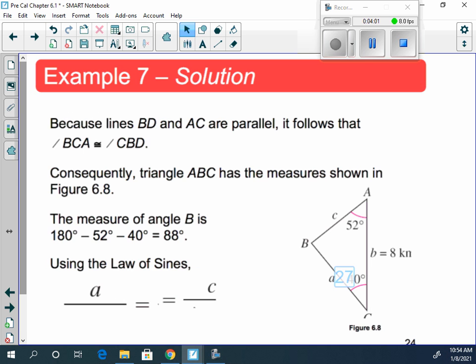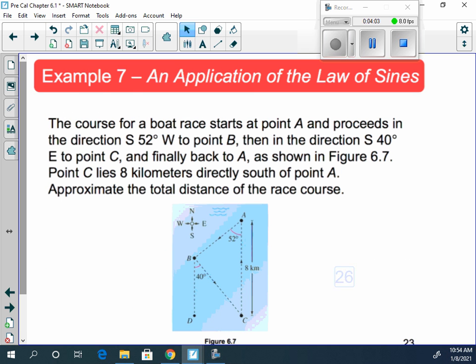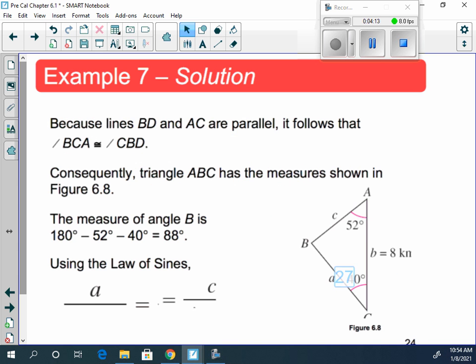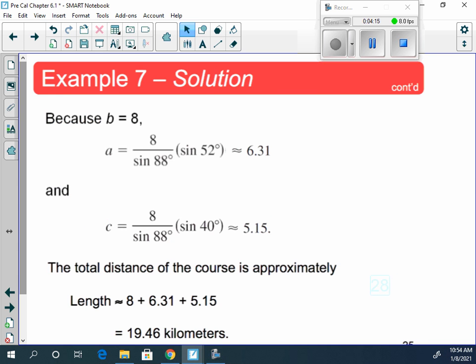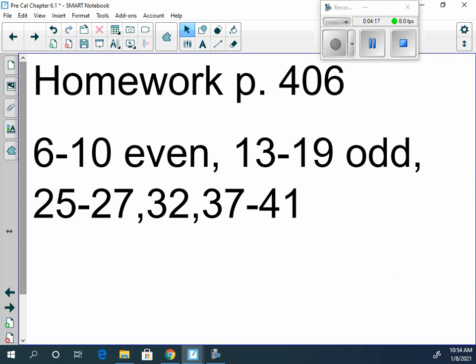And we can use this doing real-world application problems. So the course for a boat race starts at point A and proceeds in the direction south 52 degrees west to point B, and then this here. And so we can use it to find how far the distance between those points are. But I'm not too worried about that. Yeah, that's it. Super long lesson.